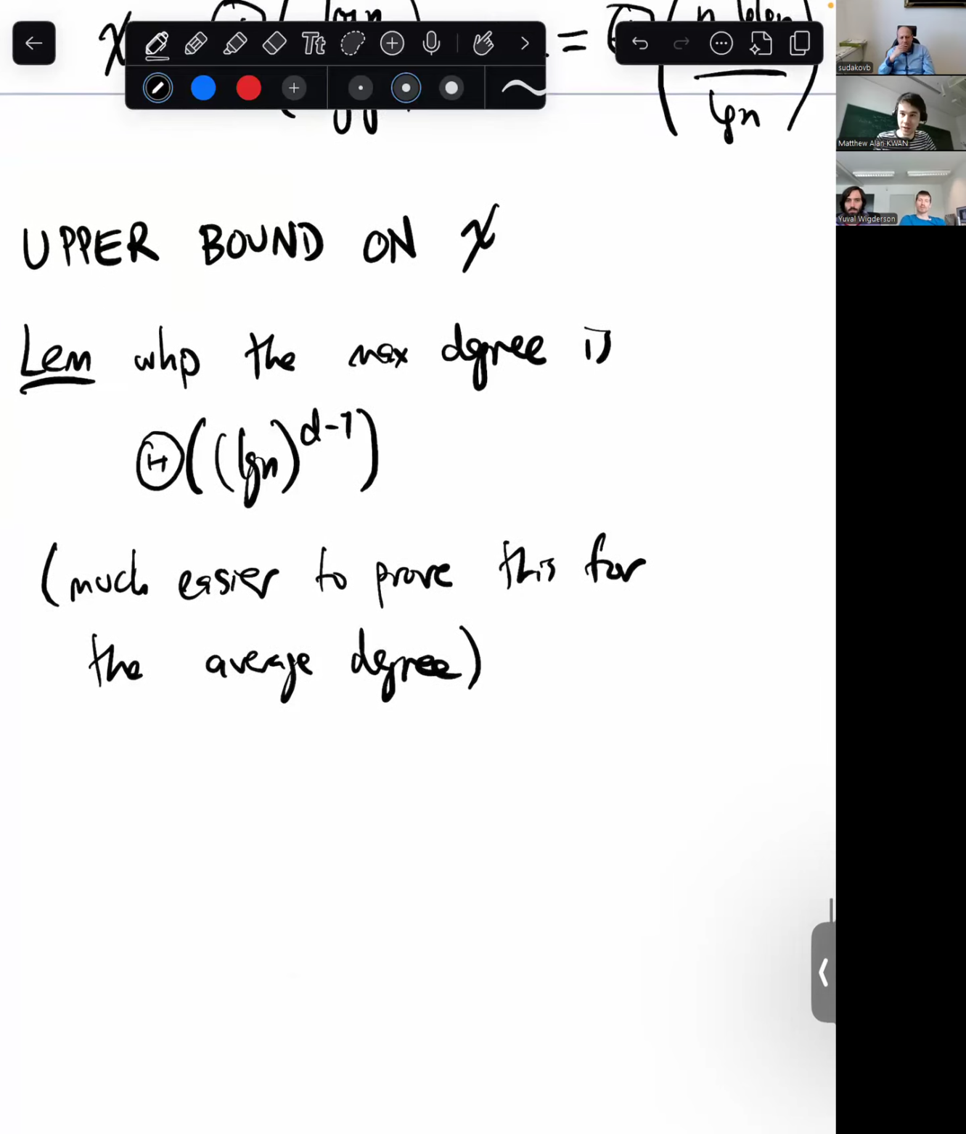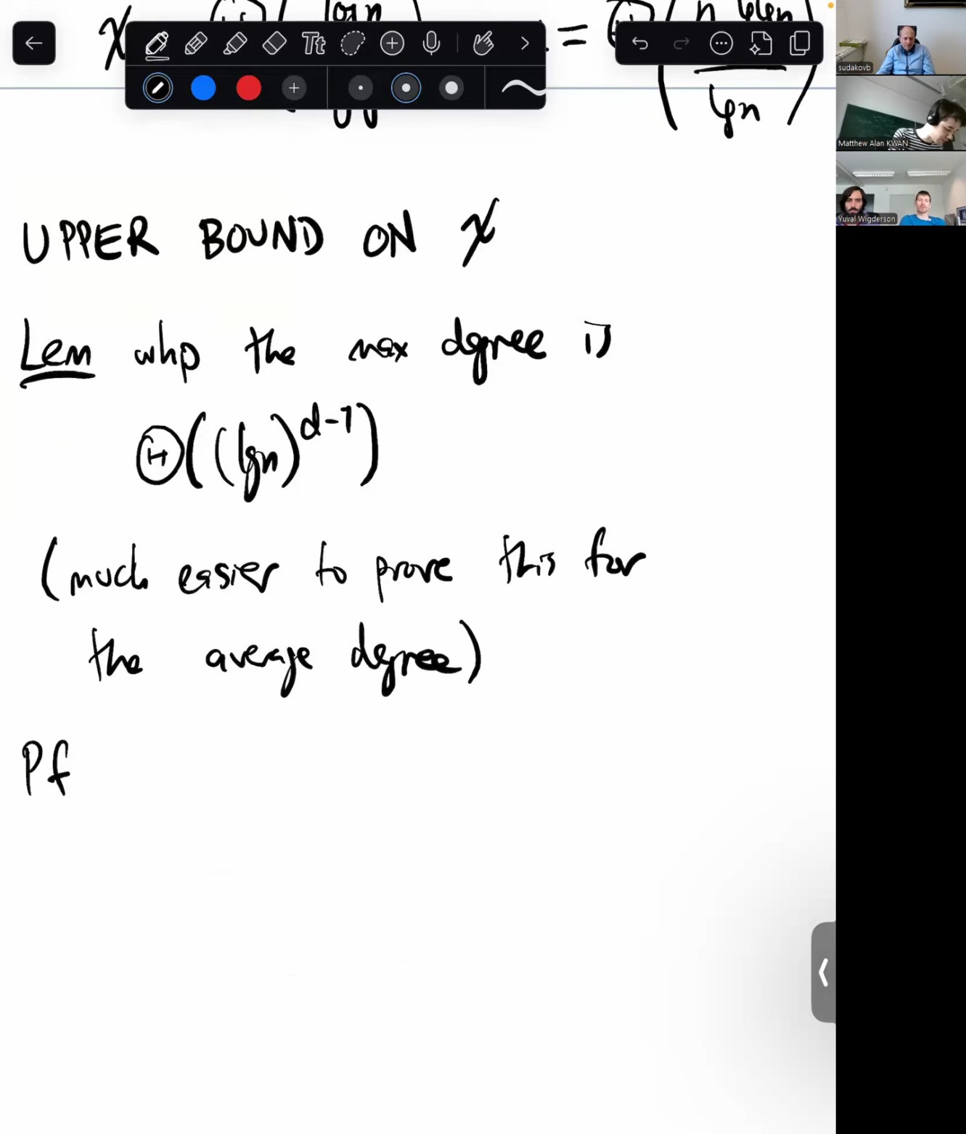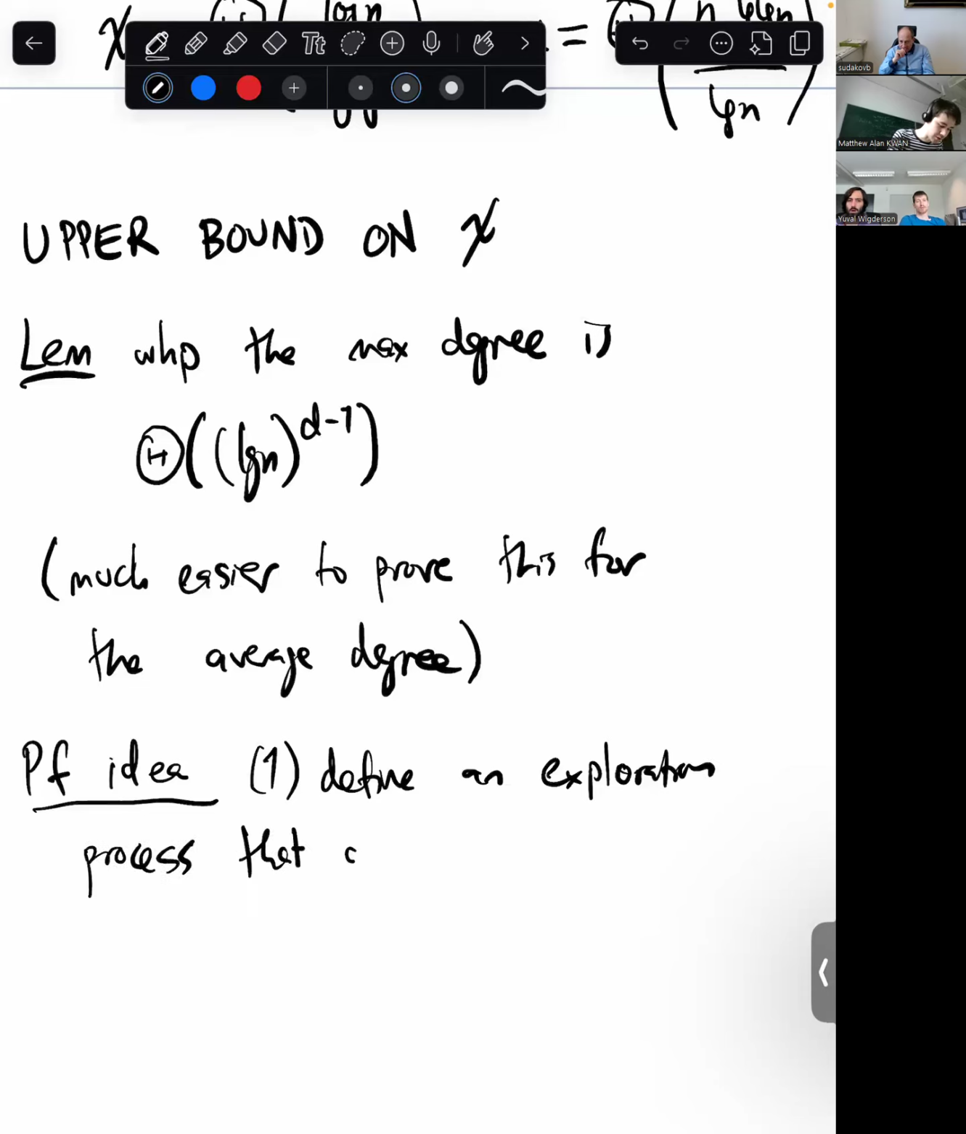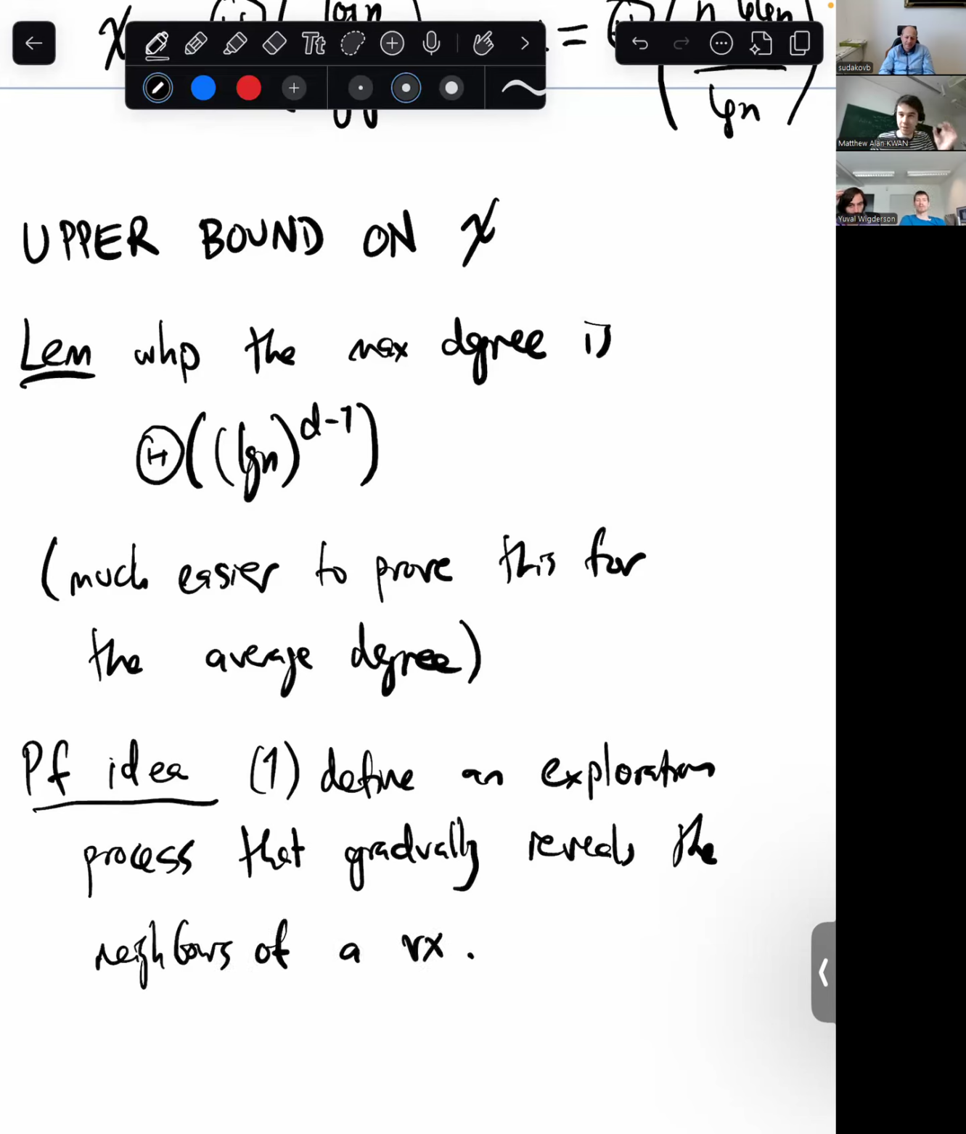For the maximum degree, it's harder. Just to give you a very quick sketch of the proof ideas, because I hope to get to some more stuff as well: the proof is a little bit dynamical. I want to define an exploration process that gradually reveals the neighbors of a vertex. So I fix some vertex, and I'd like to know what its degree is. I'd like to show that its degree is not too large, with high enough probability for a union bound.